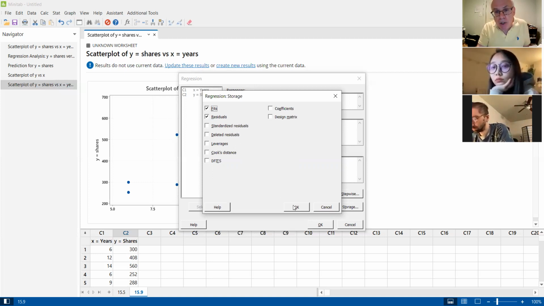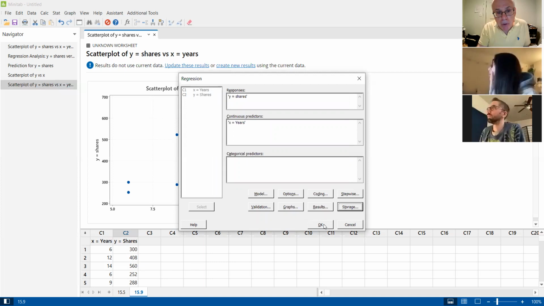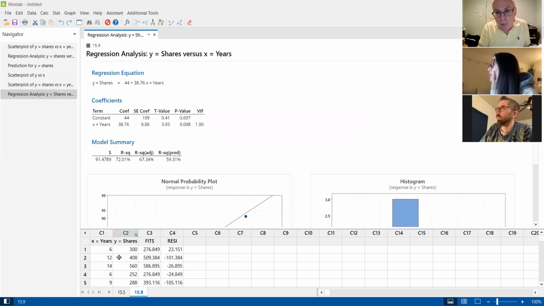All right. So if I clicked OK, and then clicked OK again, notice it's going to give me two columns in addition to the columns that I entered. It's going to give me the fits, which is the y hats, and it'll give me my residuals. All right. And once again, if you plugged in 6 to that equation up here, you're not going to get 276.849. It'll be off a little bit. It's going to make you question again what's going on. Well, again, it's the rounding issue.